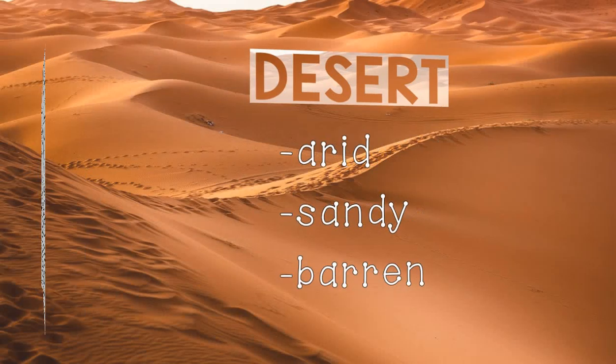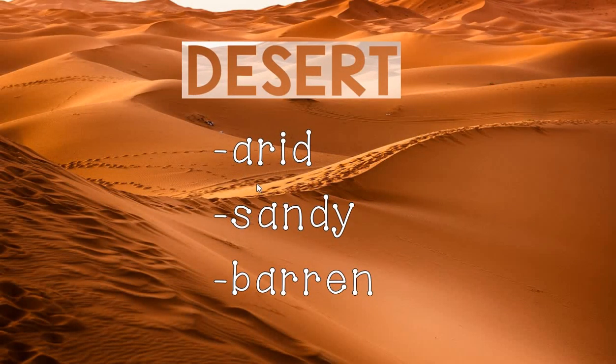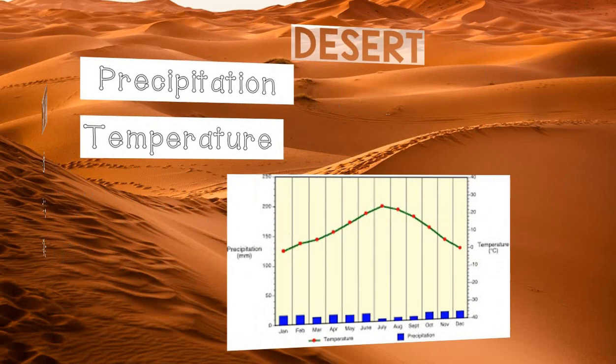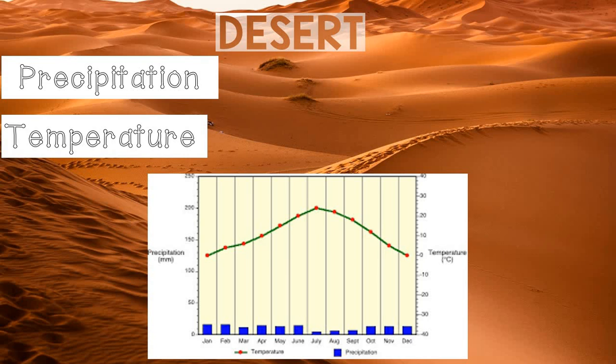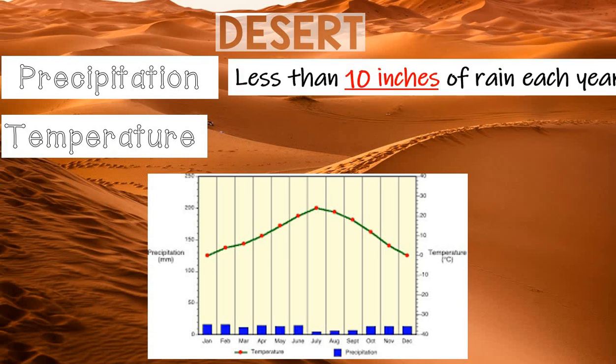So let's start by looking at the desert biome. It is arid, dry, sandy, and barren, meaning it does not allow plants to grow. It doesn't have the nutrients to support it. As you can well imagine, the precipitation is very low, very small amounts of rainfall in the desert, less than 10 inches each year.